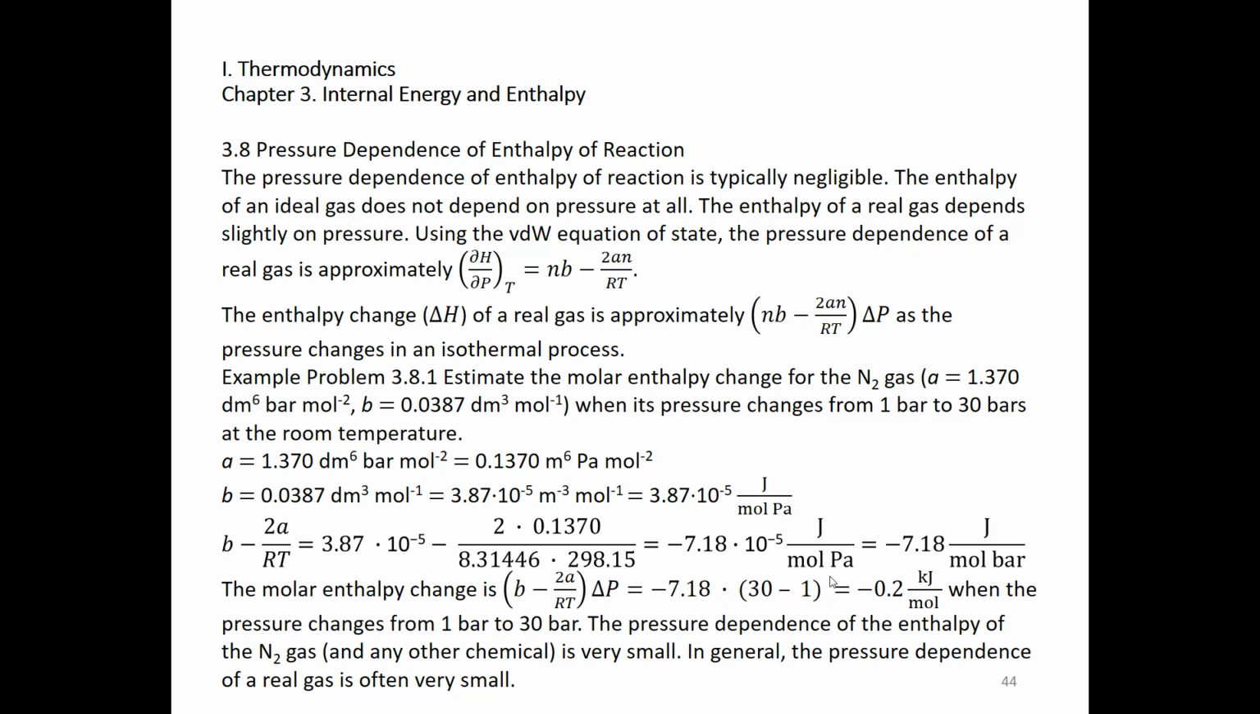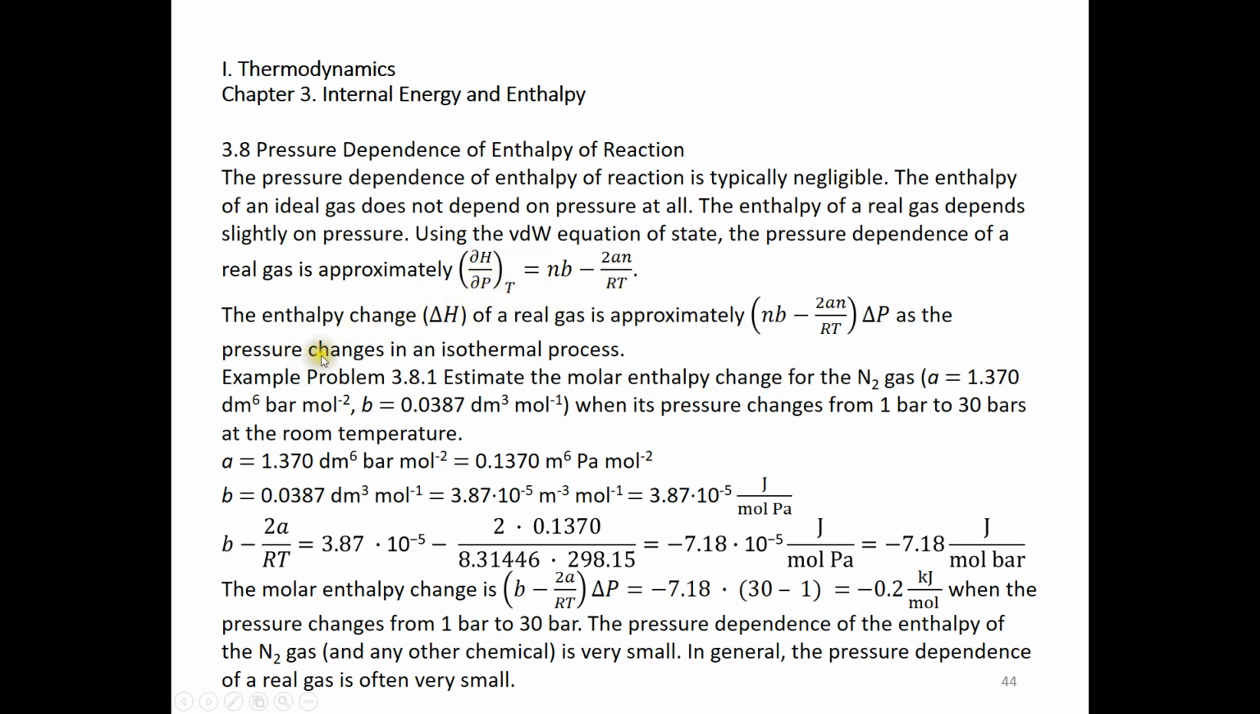If we use the Van der Waals equation, we can derive the pressure dependence of the Van der Waals gas approximately. Delta H over delta P under constant temperature is Nb minus 2AN over RT, where A and B are the Van der Waals parameters. So delta H is approximately Nb minus 2AN over RT times delta P.